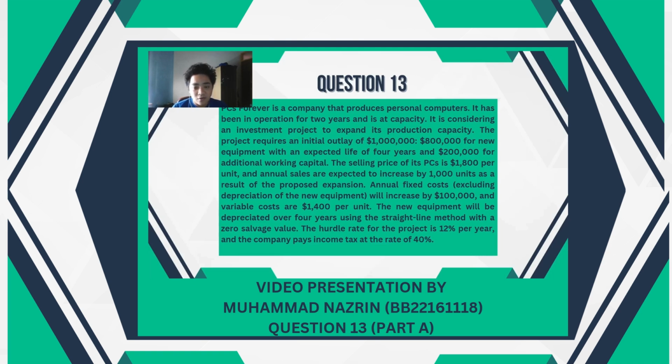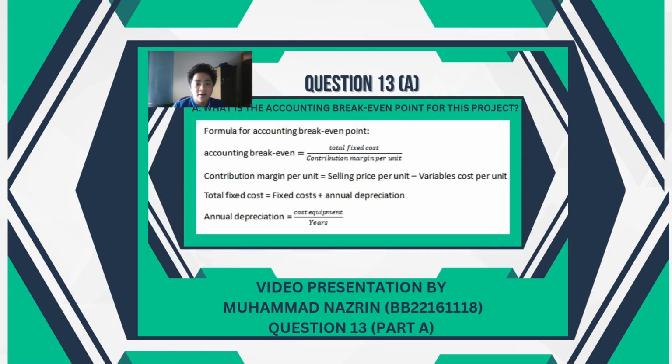Sales are expected to increase by 1,000 units as a result of the proposed expansion. The annual fixed cost, including depreciation of the new equipment, will increase by 100,000, and the variable costs are 1,400 per unit. The hurdle rate for this project is 20% per year and the company pays income tax at the rate of 40%. So my part is on question 30A.